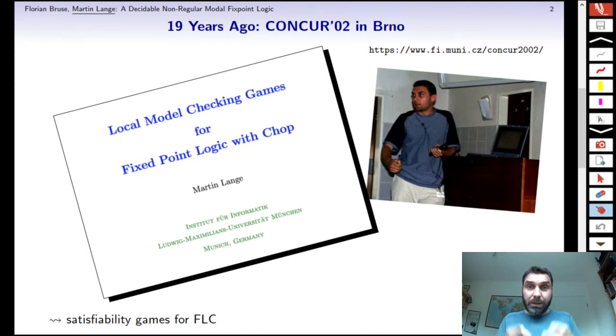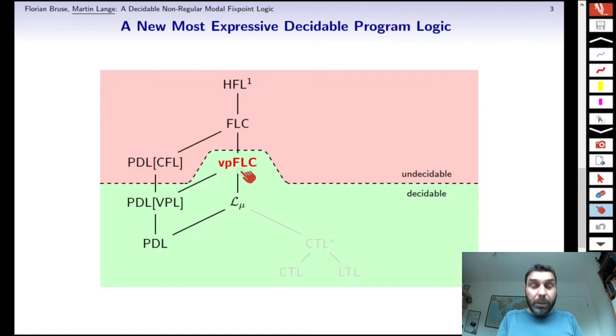So by looking hard at these satisfiability games, we can carve out a fragment of this logic, which we call visibly pushdown fixed point logic with ConcurB, such that the satisfiability games corresponding to this fragment are actually stair parity games, and they are decidable. And this is how we get a new maximal decidable program logic, which is actually more expressive than the two others that we've known so far.